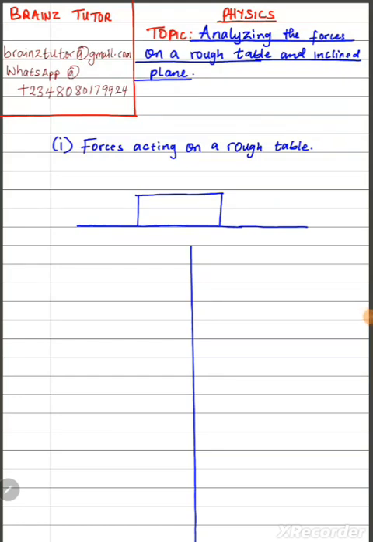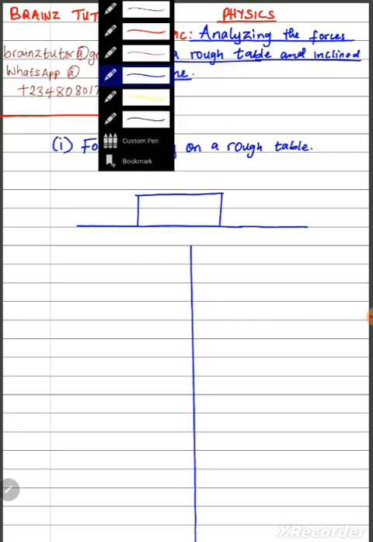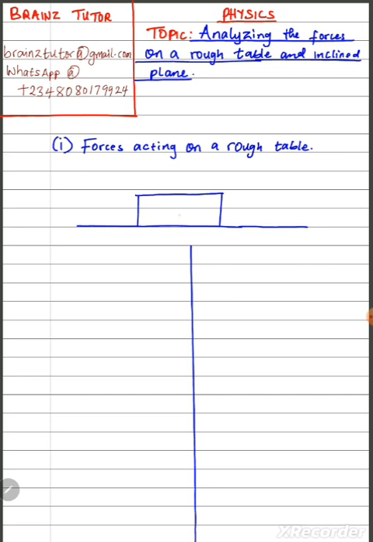Our topic for today is analyzing the forces on a rough table and inclined plane. The first one we'll be treating is on a rough table. So the weight of an object is always acting downward. And then it will have a reaction. The reaction is always acting normal to the plane of reaction.